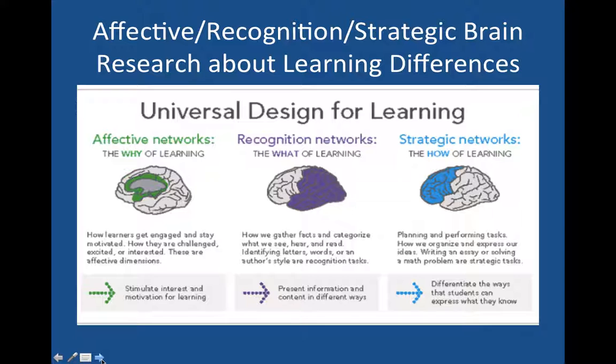And finally, strategic networks. That's where we would write an essay or where we would do a math problem. That's the part of the brain where students can express what they know, all of the various ways that students can express that knowing. So it focuses on traditional assessment and traditional performance tasks and how to make those the most effective possible.